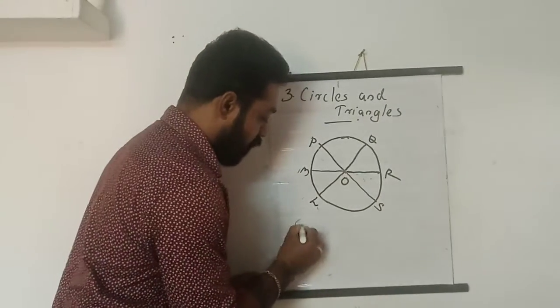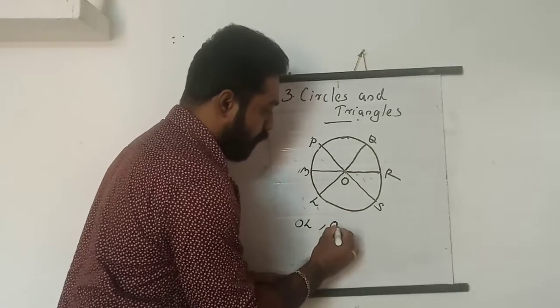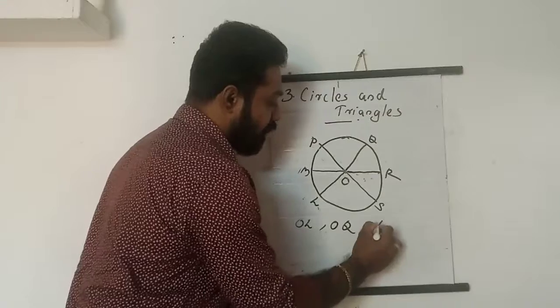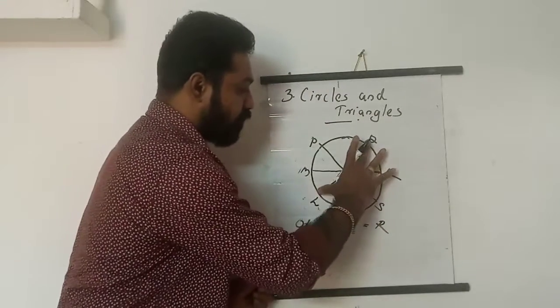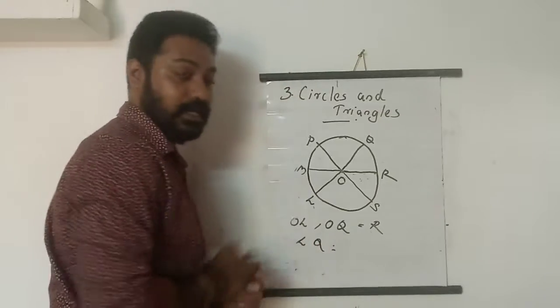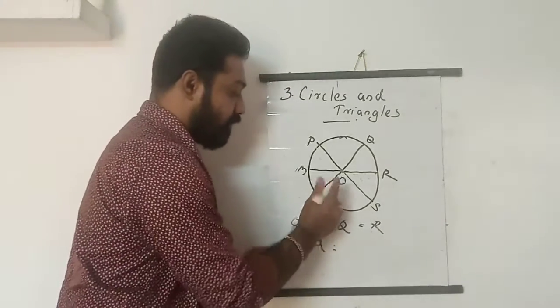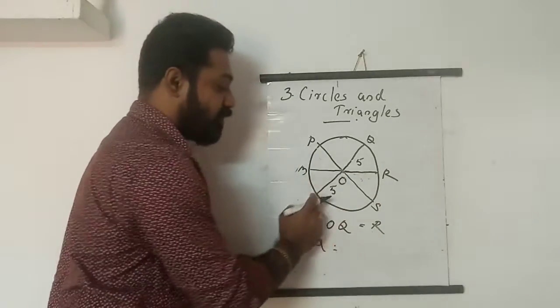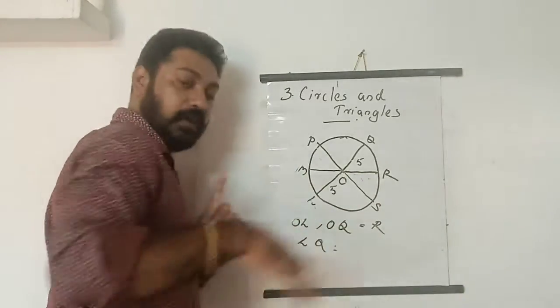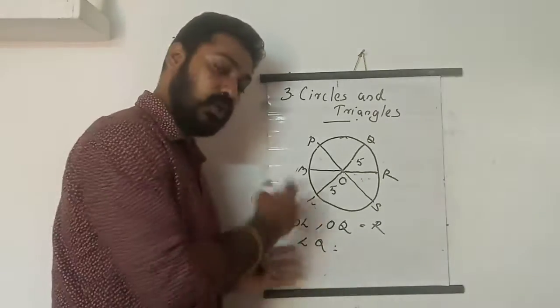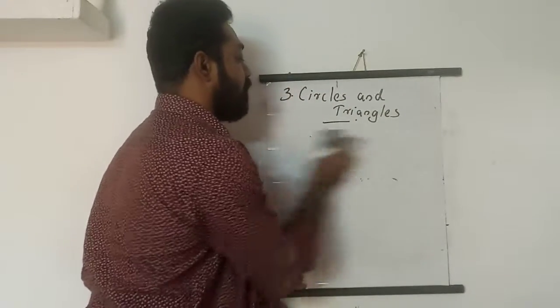Here OL and OQ are radii. Double this radius gives LQ. To get that, we multiply: this is 5 and this is 5, so LQ is 10. 2 into 5 is 10. That means double the radius is the diameter, or half the diameter is the radius. This also we learned. This is the basic thing we studied.